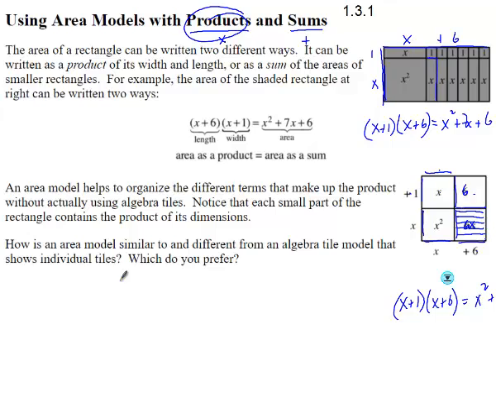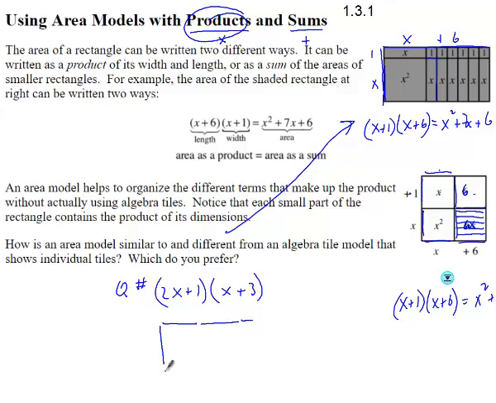So for question number 1, I'd like you to go ahead and draw a rectangle like above here, except I'd like it to be 2x plus 1 by x plus 3. So we should have 2 x's and 1x, and then 2x plus 1, and then plus 3.